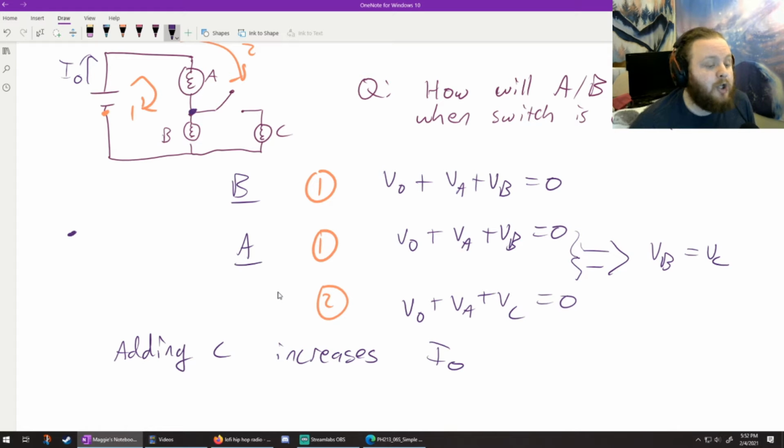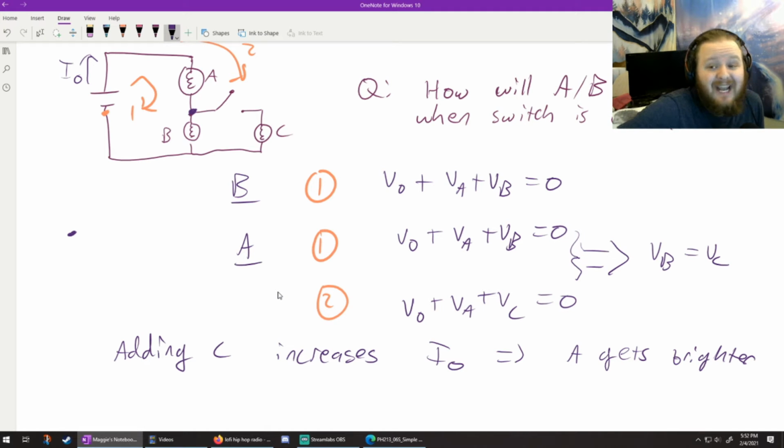So because I naught goes up, that means that brightness at A needs to increase, so A gets brighter. We know that not from any voltage loop rules, because our voltage loop rules did not actually tell us anything about the brightness of bulb A, right? What happened for the brightness at bulb A is purely being controlled, or at least in our model, we can only investigate it through the current. So because the current went up, the voltage drop across A had to increase.